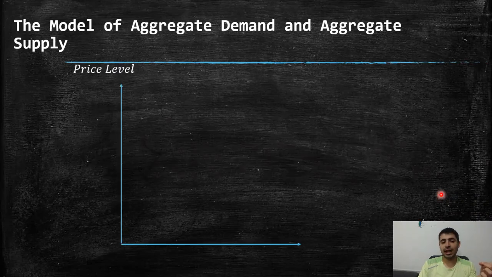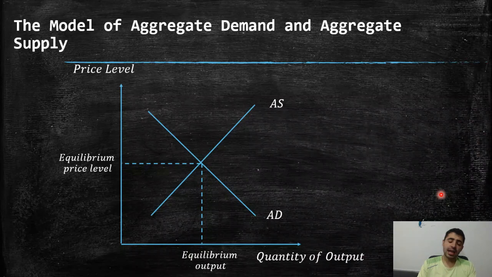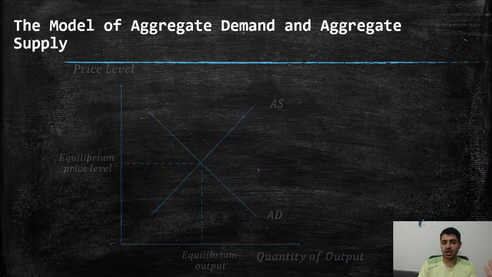So here we have the normal graph that we're going to face every time we want to analyze aggregate demand and aggregate supply. We have the normal curves, as in a normal market, with the standard slopes. We have the AS, which stands for aggregate supply, and AD, aggregate demand. We have the equilibrium price level and the equilibrium output, the quantity that is produced in this economy.